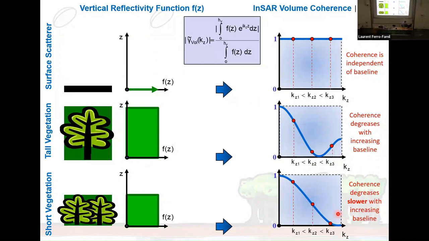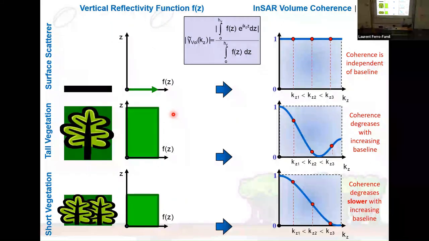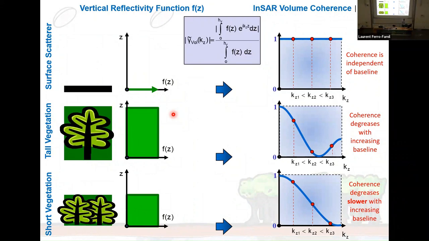So this tells you that, in principle, you have a dependence between the volume that you have and the coherence behavior across the baselines. This means a taller vegetation will give you a faster decay of the coherence with the vertical wave number, and a shorter vegetation will give you a slower decay.